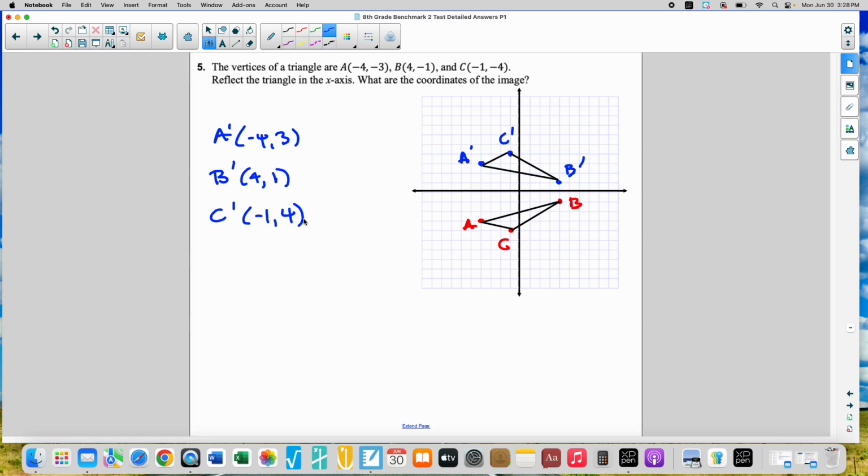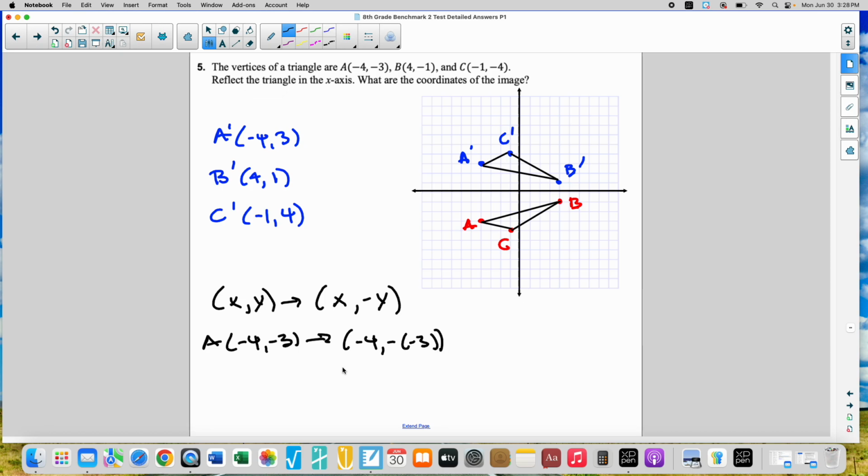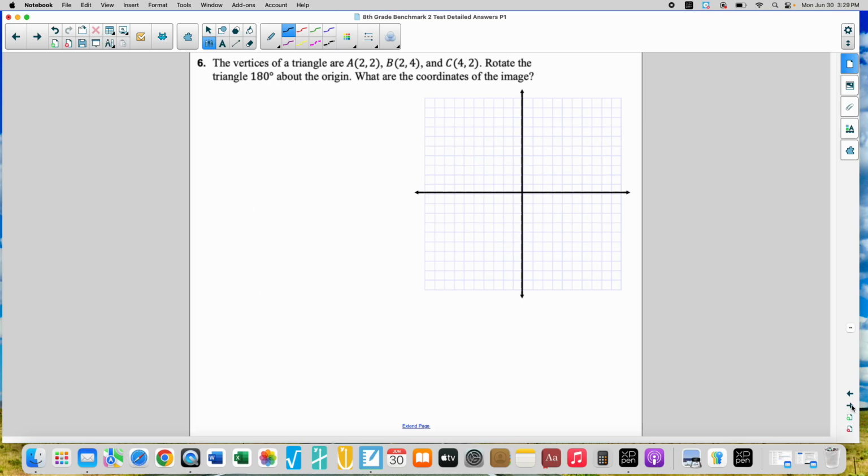So some of you already see the similarities between the original point and the reflected point when we talk about the x-axis. So that notation will look like this. So we see that our x value stays the same, and we just need the opposite of the y. If we're going to reflect it, we want the opposite of y. So my A coordinate was (-4, -3), and if we plug that in, that's -4, the opposite of -3, which becomes (-4, 3) for my A prime, which is correct. And you can do that to all the points.